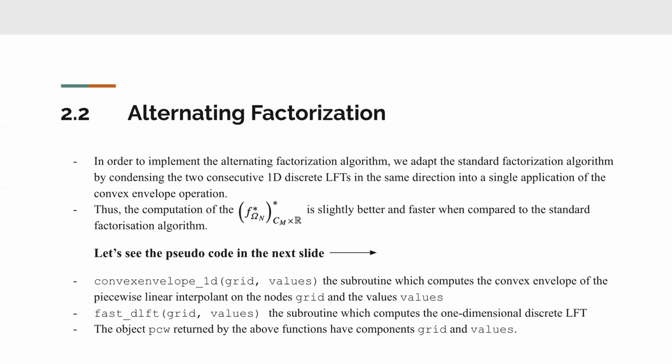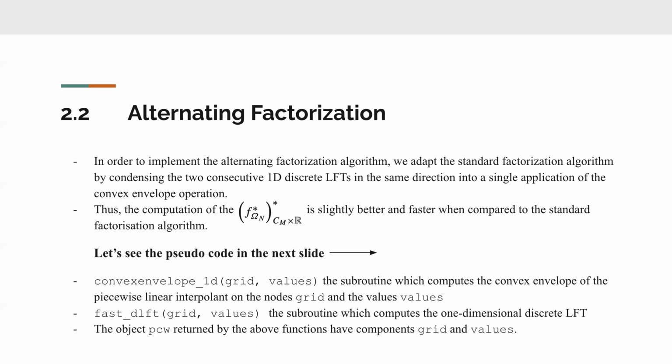Now coming to alternating factorization, in order to implement it, we take the standard factorization into consideration, and we condense the two consecutive one-dimensional discrete LFTs that we did earlier in the same direction into a single application of the convex envelope operation. So the computation of this alternating factorization is not only slightly better, but also faster when compared to the standard factorization algorithm. We'll actually look at a pseudocode in the next slide and explain the same.